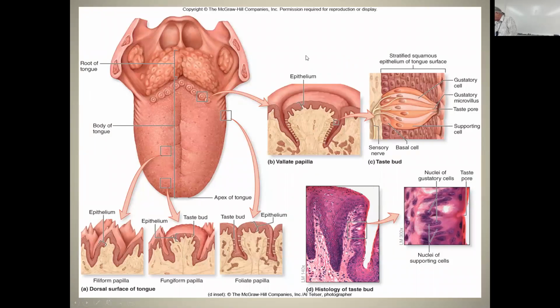Okay, so here's your tongue, your taste buds, little taste buds along the base of these papillae on your tongue, and there's little gustatory cells. Those are the actual receptors. Here's the primary sensory nerve, picking up those. Then you have these supporting cells and basal cells, which can actually replace the taste buds.